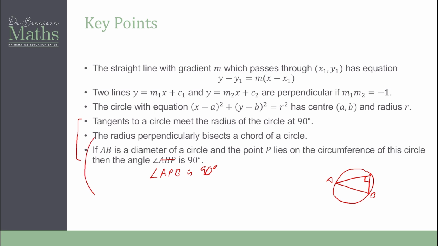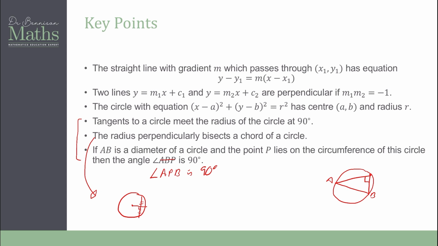The one about the radius perpendicularly bisecting is if you've got a circle, got the centre, got a chord of a circle, then if the radius from the centre to the edge passing through the chord meet, then it meets at 90 and it splits those into 2 equal lengths.